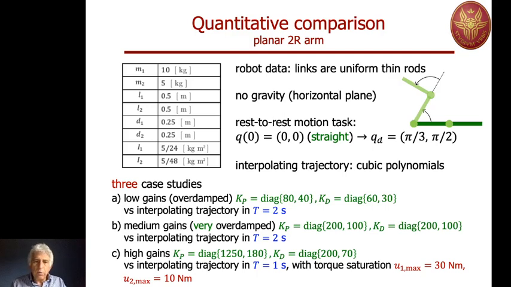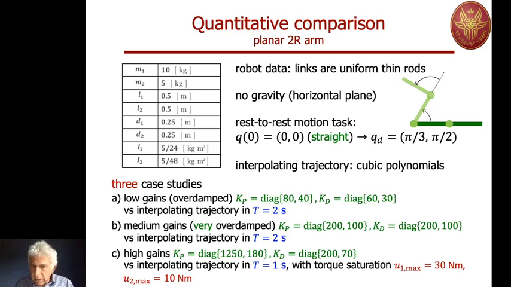The second case would be with medium gains, and this would be very over-damped. In fact, you see that we are using the same values for KD as for KP, joint 1 and then of joint 2. And finally, we increase largely the gains. You see in particular the proportional gains. We reduced in proportion with derivative terms. And we use an interpolating trajectory which is faster, 1 second.